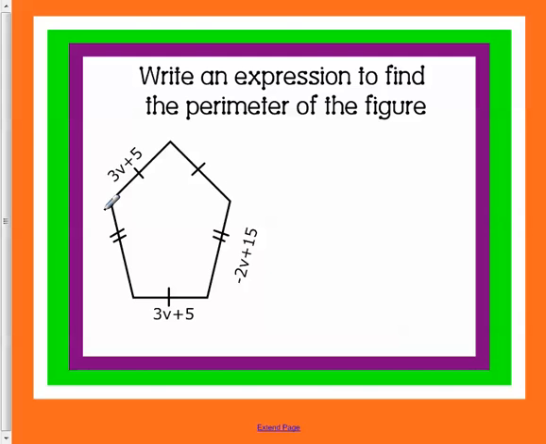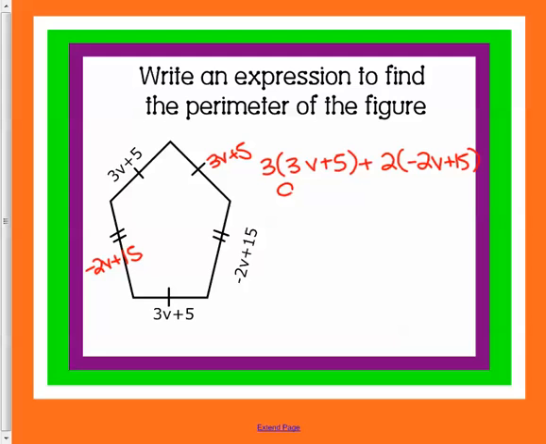Okay, so here's how you start it. You know that this one and the bottom one are all the same. So you have 3 times 3v plus 5, and you're adding to that 2 of these negative 2v plus 15s. So let's distribute. 3 times 3v is 9v, plus 3 times 5 is 15. 2 times a negative 2 is a negative 4v, and 2 times 15 is 30.